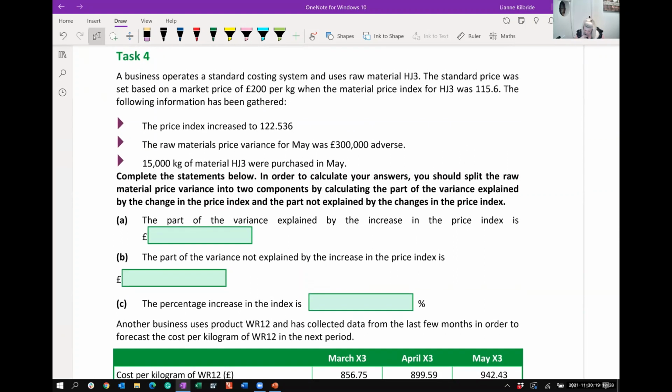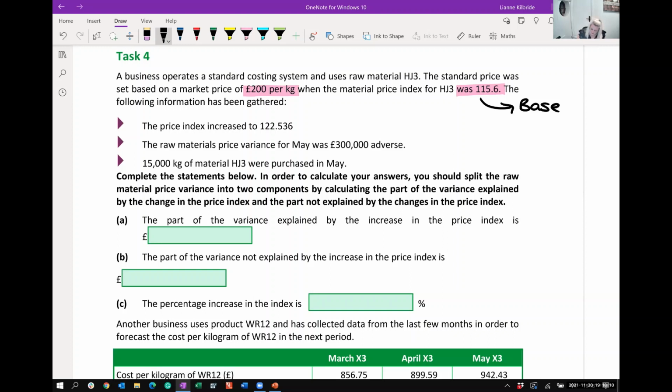So task 4. A business operates a standard costing system and uses raw material HJ3. The standard price was set on the market price of £200 per kilogram, when the market price index was 115.6. So when they purchased it at £200 per kilogram, the base index was 115.6. Now, don't get confused, because sometimes people will just think base is 100. It's not always 100. So just read the question.